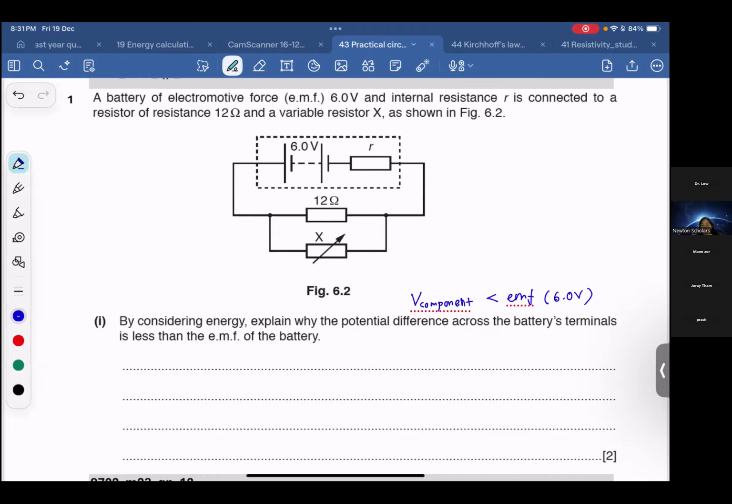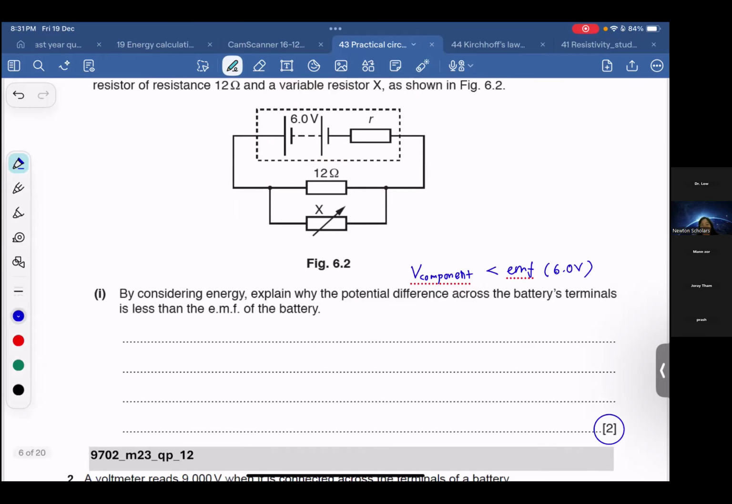In terms of energy. So here 2 marks. One of the marks is because the energy is dissipated in the internal resistance. This is one of the marks. Why can't we get 6.0 volt? Because some of the energy is dissipated in the internal resistance. One more mark here: they want you to talk about what EMF is. EMF is the total energy available per unit charge.